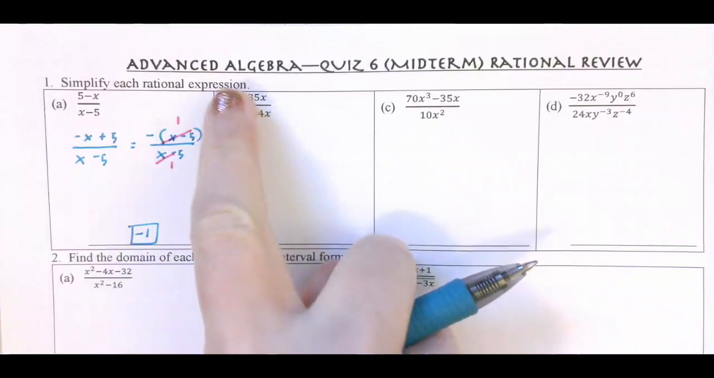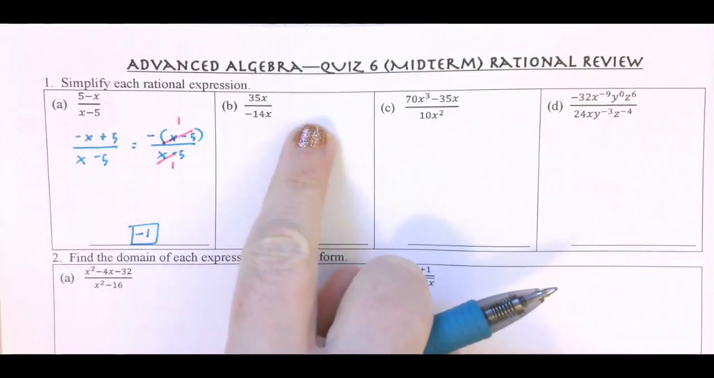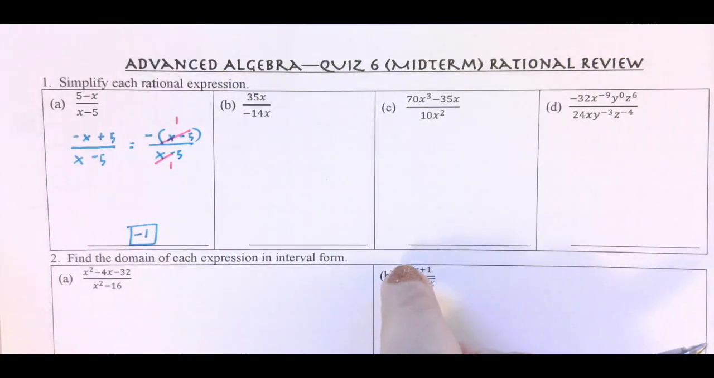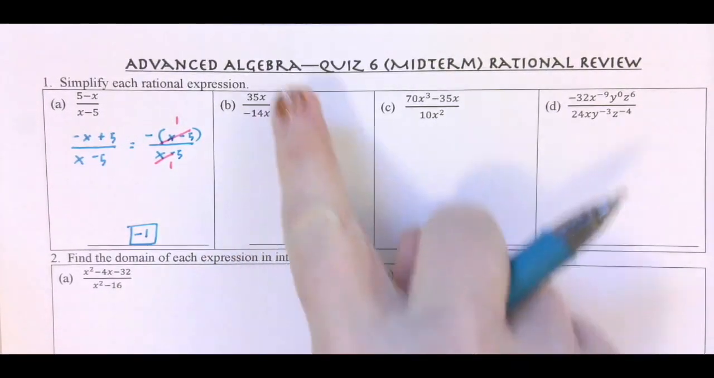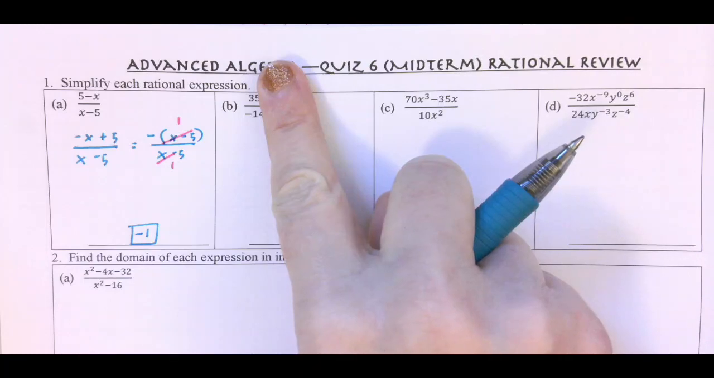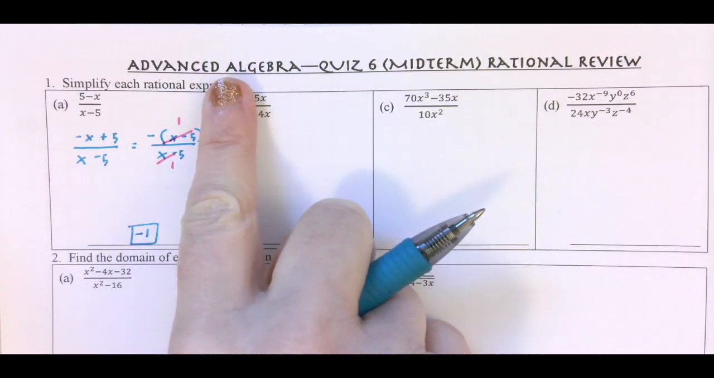Okay, over here I see a monomial over a monomial, right? There's no pluses or minuses in between my number and my variable. So here I need to look at the numbers and see if I can reduce, and then the variables to see if I can reduce.